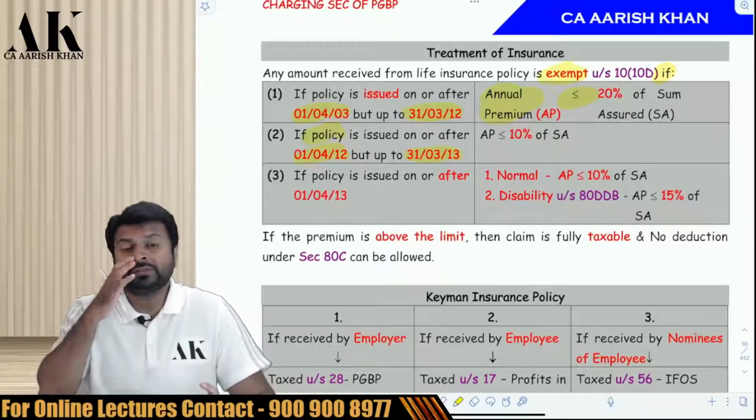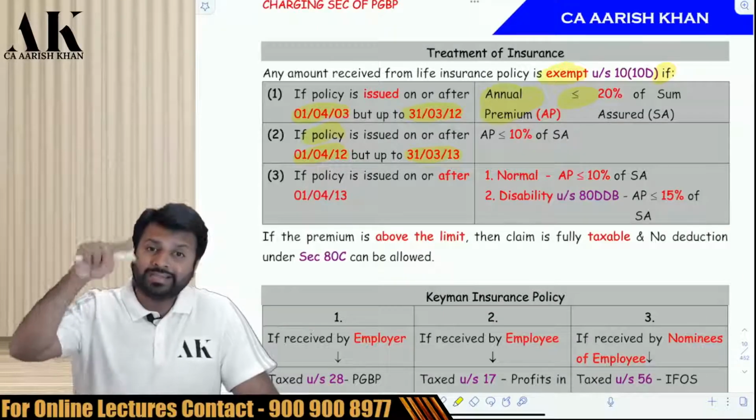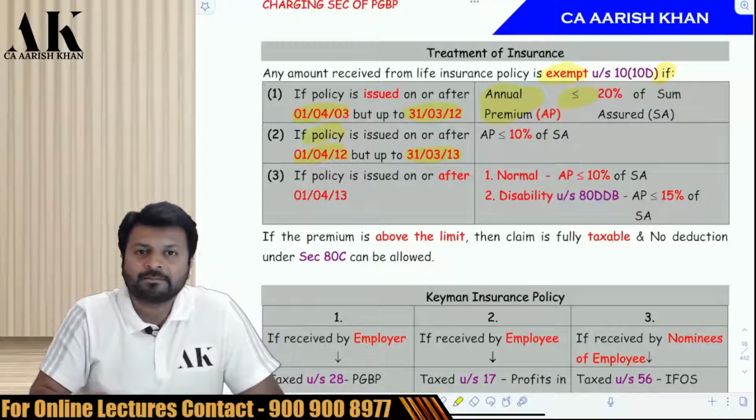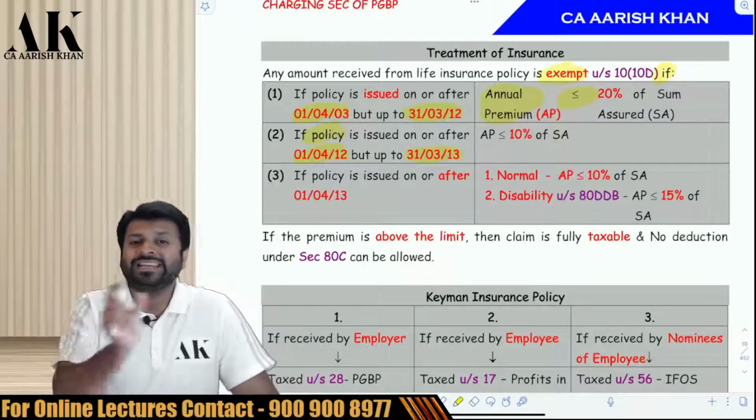Now, there is one more condition which you have to see in case of ULIPs, unit linked insurance plan, to get the exemption, which we will see in the chapter of capital gains. So for ULIPs, there are 3 conditions, but other than ULIP, there are only 2 conditions. That is, the period has to be seen and the percentage has to be seen.